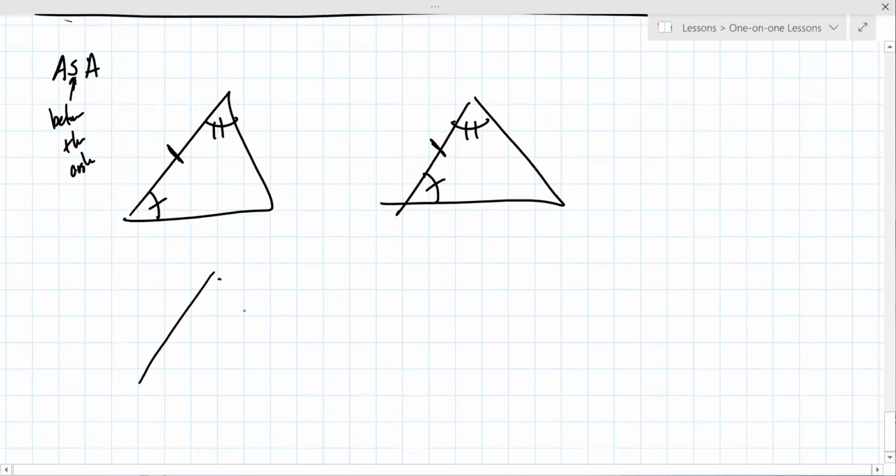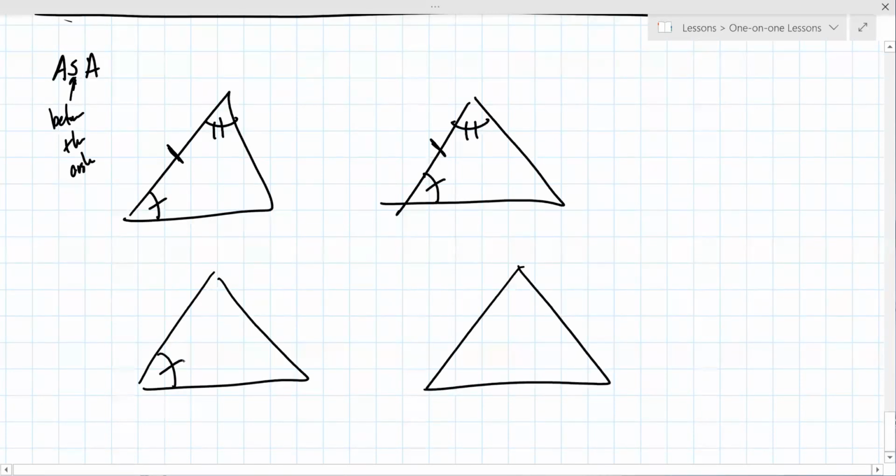So let's do another example. Let's say that this angle is congruent to this angle over here, and this angle is congruent to this angle over here. If this side is congruent to this side, this is not angle, side, angle, because the side has to be between the angles. So it has to be that this one with the double line is the one that makes it work.